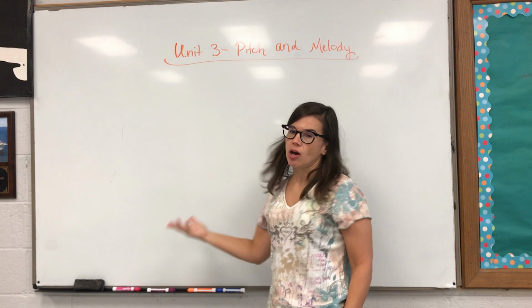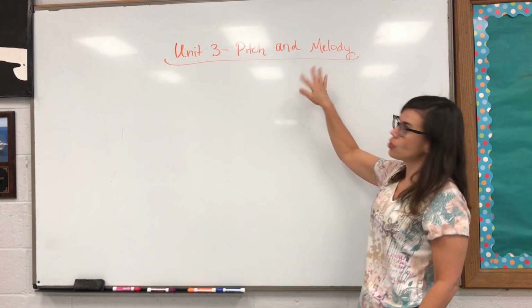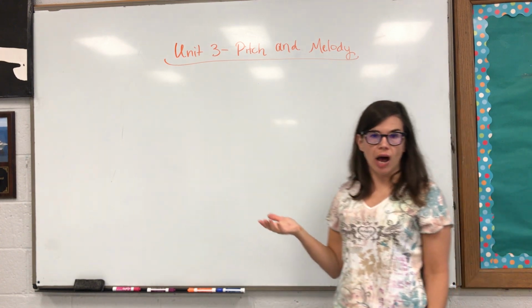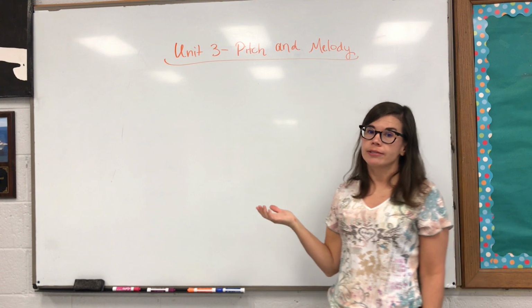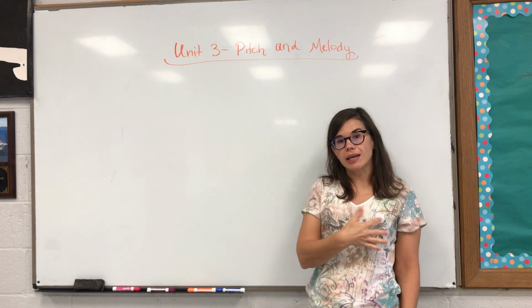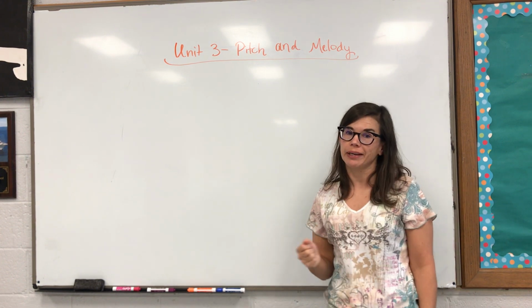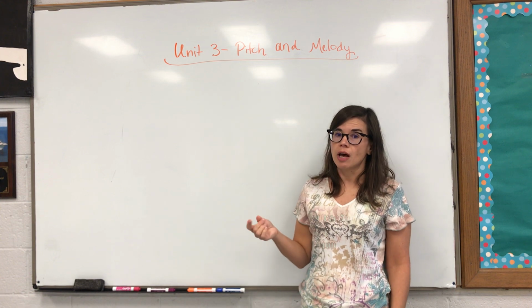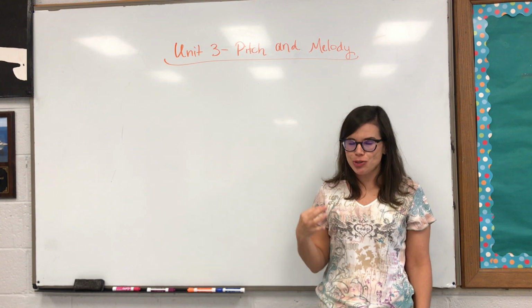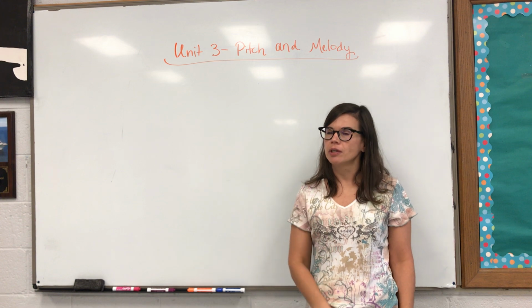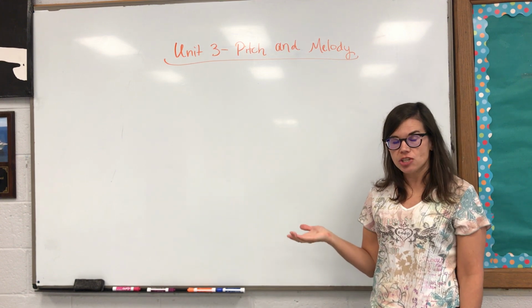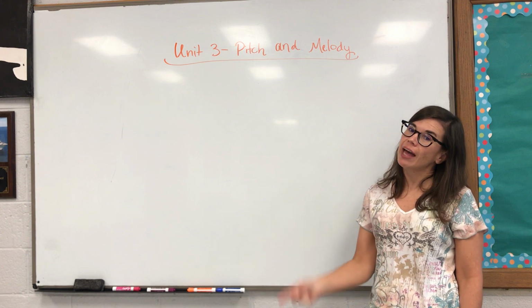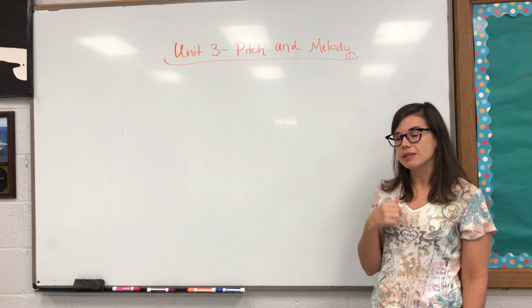Okay, so we've been talking about pitch and melody. Remember we said that pitch was how high or low a sound is, and that a melody is a group of pitches that can move up, move down, or stay the same, which also happens to be what melodic contour is. Contour means shape, so melodic contour is the shape of the melody. You watched a couple of videos on that in the previous lesson.